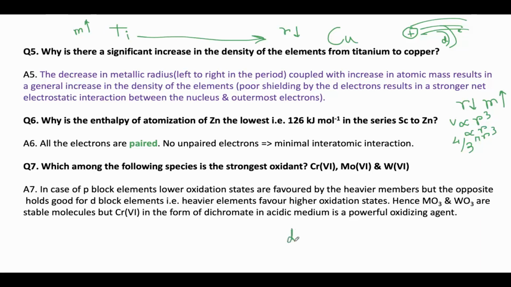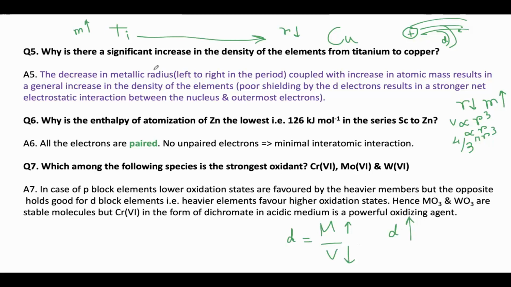Now we know density is nothing but mass by volume. From left to right, the mass is actually increasing and the volume is decreasing. So if the numerator increases and the volume decreases, as a total, D also increases, because we are dividing a larger number by a lesser number. So density also increases from left to right.